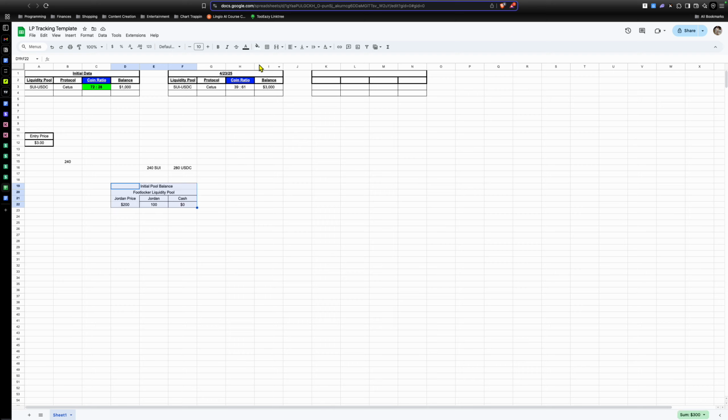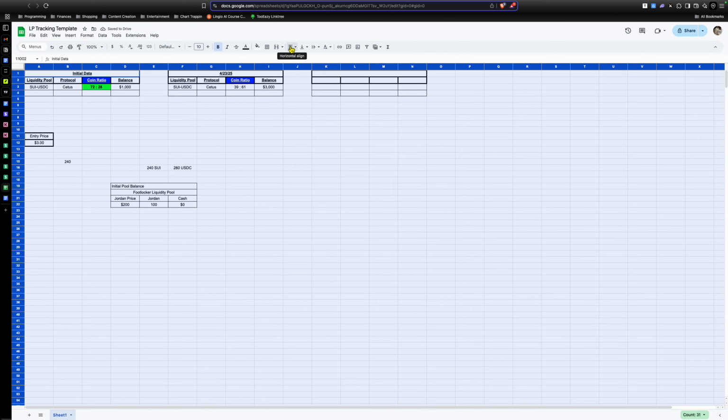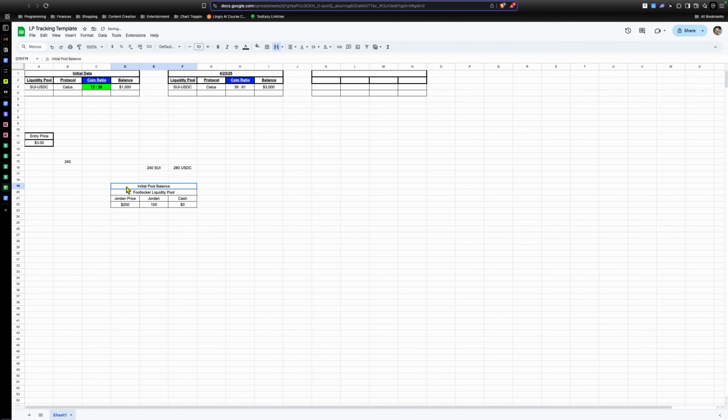Let me clean this up real quick. Now we're going to copy this and paste it over here. That's the initial pool balance. You need to know it from when you first got in. But now today is the 25th, so 4/25/25.